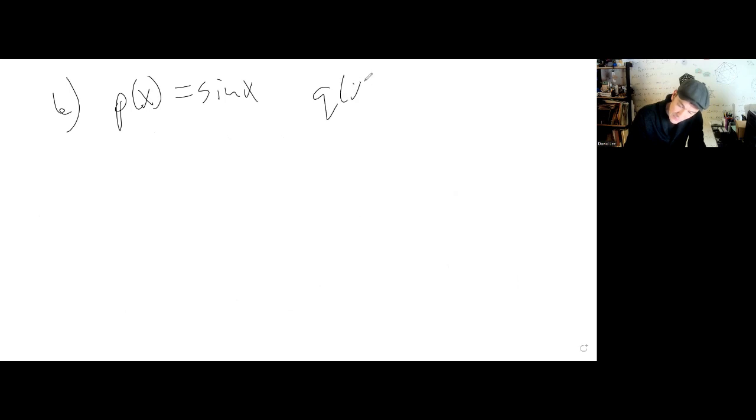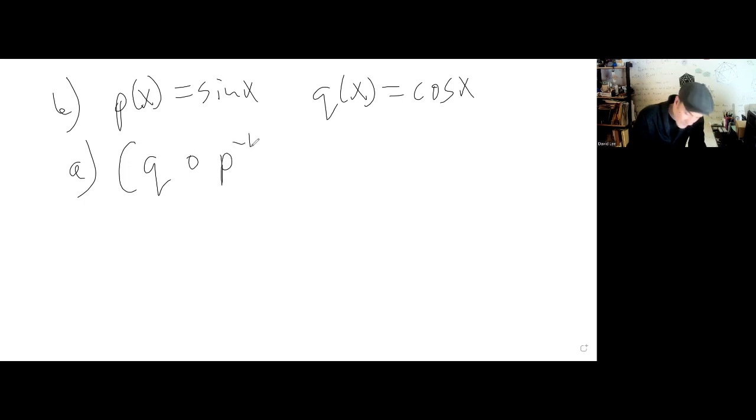All right, so for 6, we have p of x equals sine of x, and then we have q of x equals cosine x. Part A. Find the value of q composed with p inverse at 5/6.